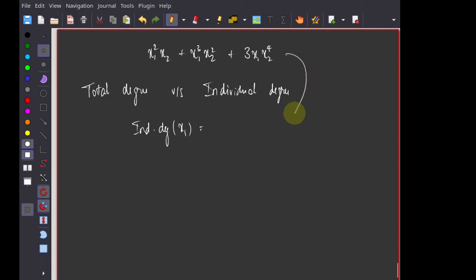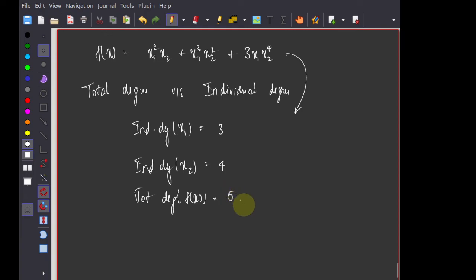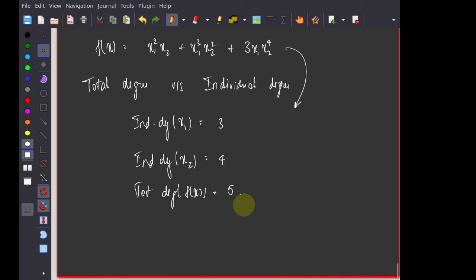So in this particular example, the individual degree of x1 is 3, the individual degree of the polynomial with respect to x2 is, but the total degree of f of x is equal, right? Any questions so far?